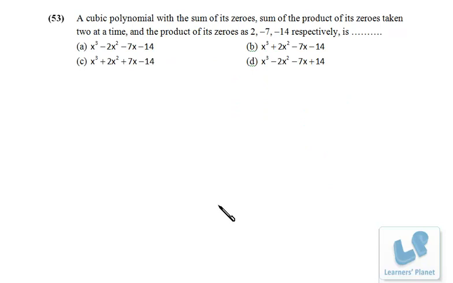Now a cubic polynomial is given with the sum of its zeros, the sum of the product of its zeros taken two at a time, and the product of zeros given. So we have to find out the cubic polynomial.